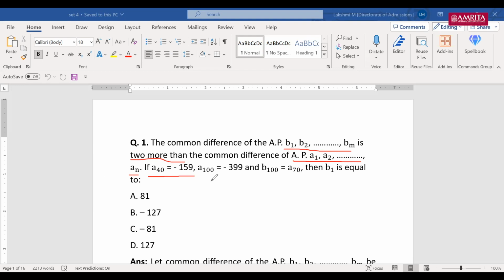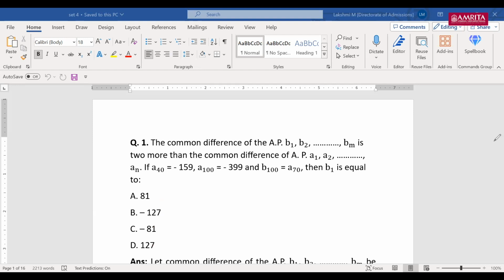They have given that A40 equal to minus 159, A100 equal to minus 399, B100 is equal to A70. So two values of the A series are given, and there is a relationship between A and B, which is given as B100 is equal to A70. And they're asking us to find out the value of B1. These are the four options given: 81, minus 127, minus 81, 127. So it's clear that the option is either 81 or 127, and you need to think about the sign also.